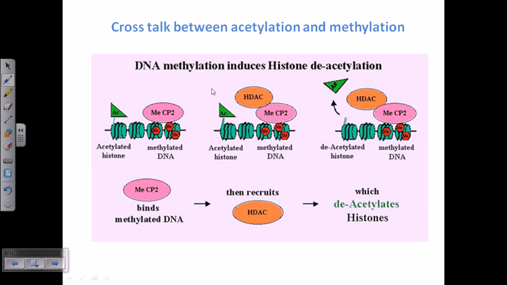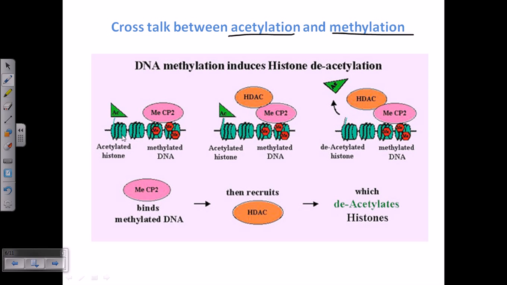Now this part is very, very important. This is the crosstalk between the acetylation and methylation. Remember, now what happens in the previous case? So we are having these green regions, which are the histone proteins, and these black thread-like structures are the DNA.